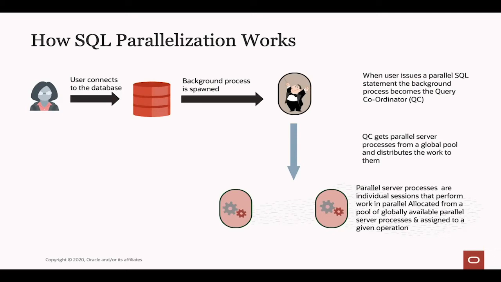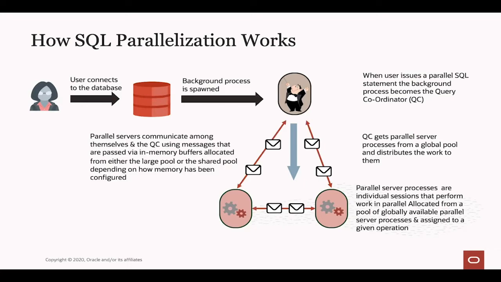And the coordinator is going to coordinate with those processes, and those processes can communicate with each other using in-memory buffers. That's how they're actually all going to communicate. Once the parallel server processes have done the work, they'll send the results to the coordinator, who will aggregate them up and return them to the end user.